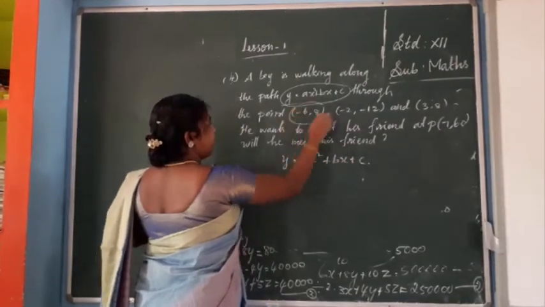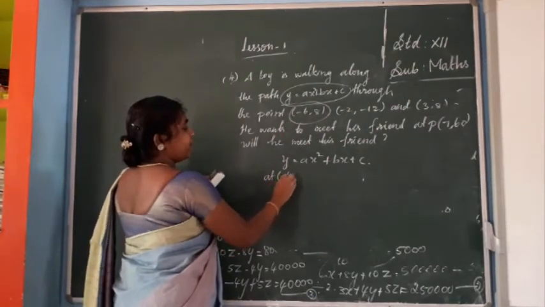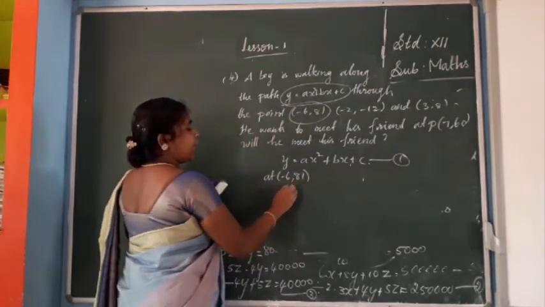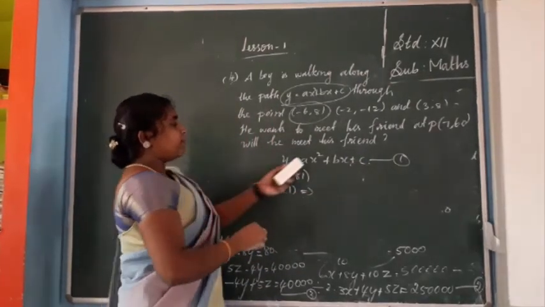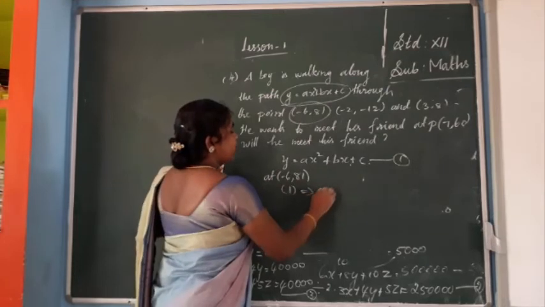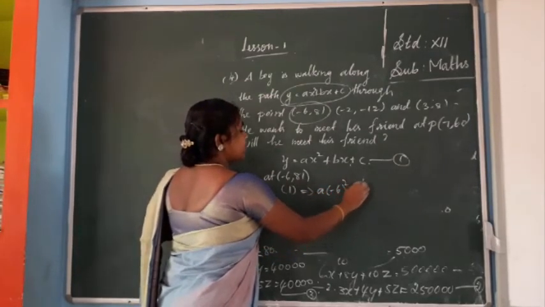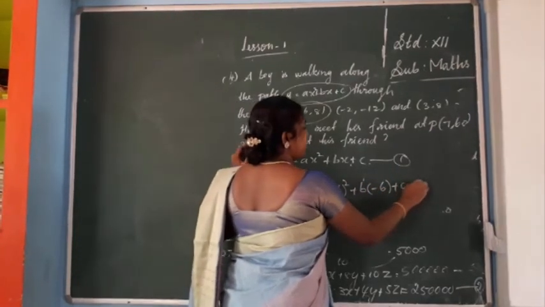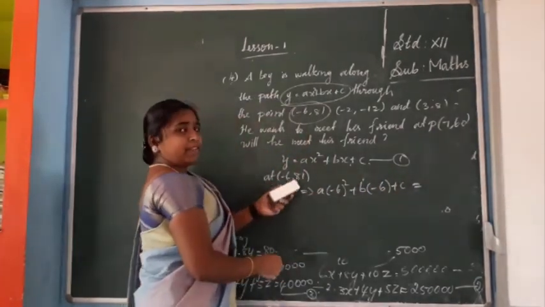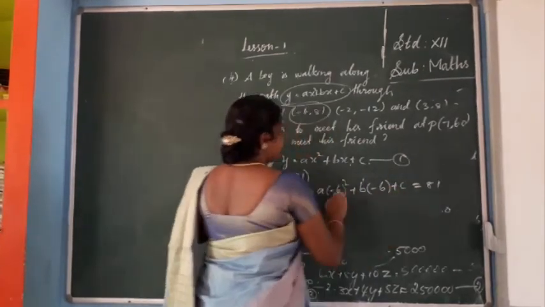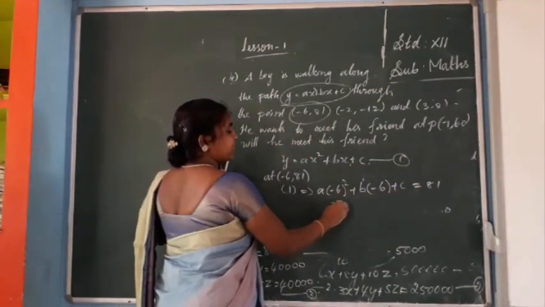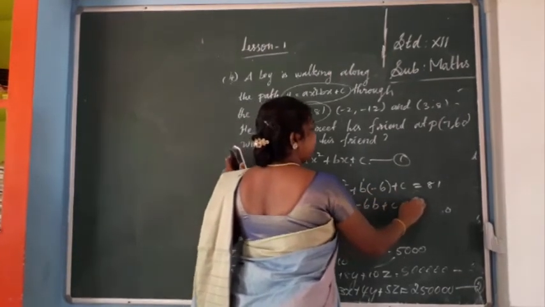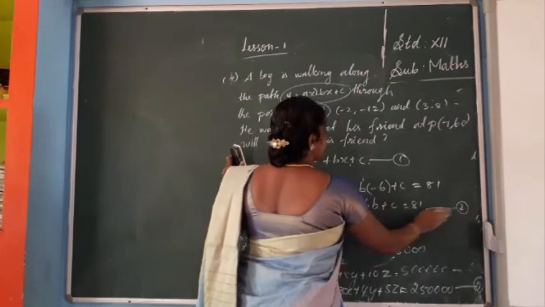Let's see how to write at minus 6 comma 81. This is equation 1. Then in equation 1 you have to substitute these points. Instead of x you put minus 6. So a into minus 6 the whole square plus b into minus 6 plus c equal to y, and the y value is 81. Now you square: 6 square means 36. So 36a minus 6b plus c equal to 81. This is equation 2.